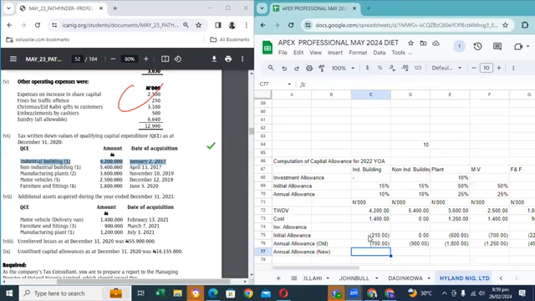So since we have that, we have cost, right? That's cost minus initial allowance, right? What am I doing now? Cost.